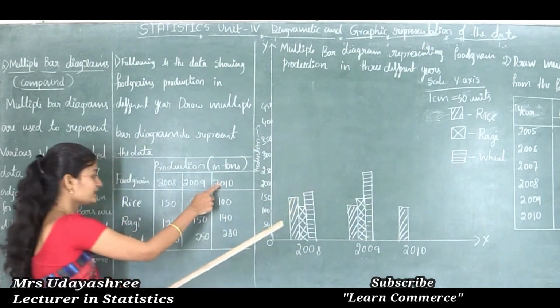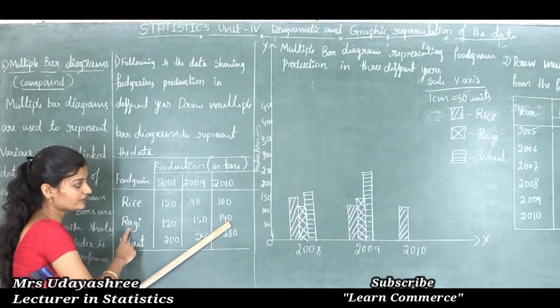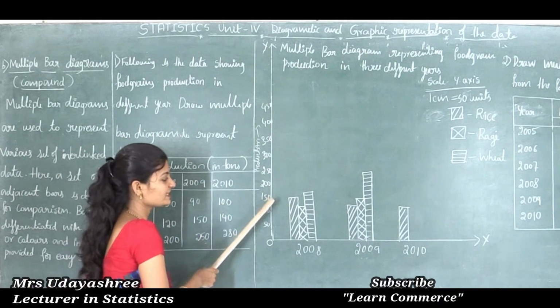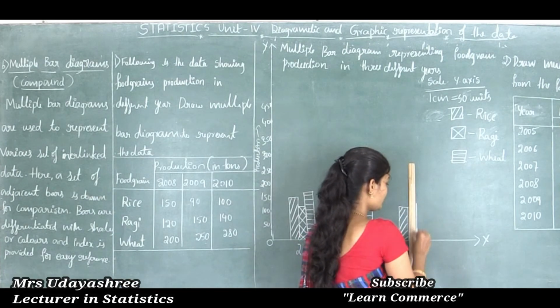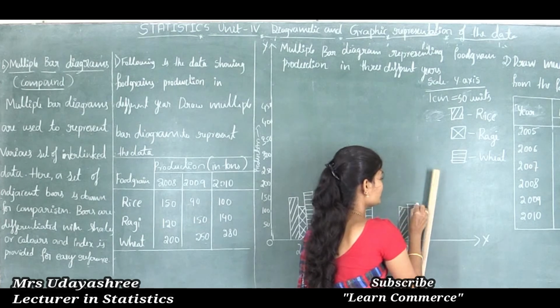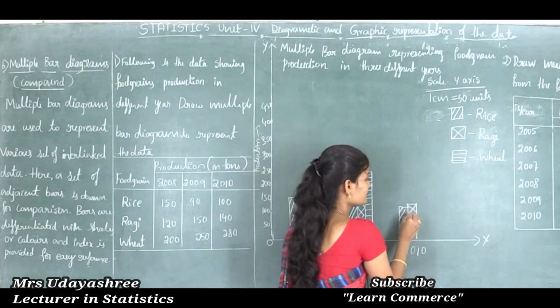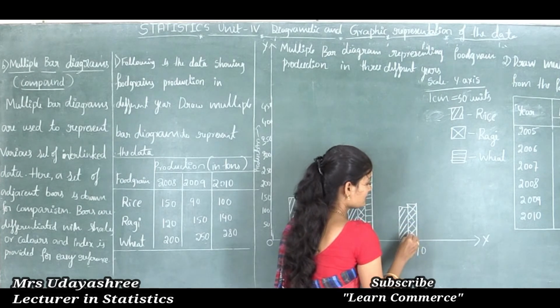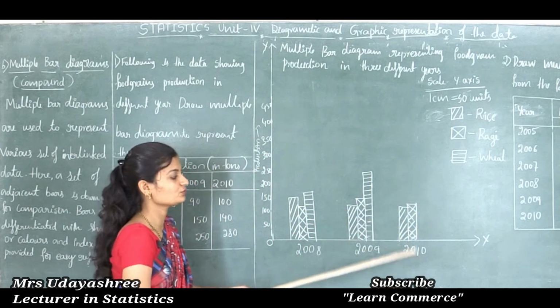Okay, next, in the year 2010 ragi production was 140 ton. So 150 is here, 140 comes here. So here I will draw one bar like this. So this bar indicates production of ragi, the shading is like this. So this bar indicates production of ragi in the year 2010.